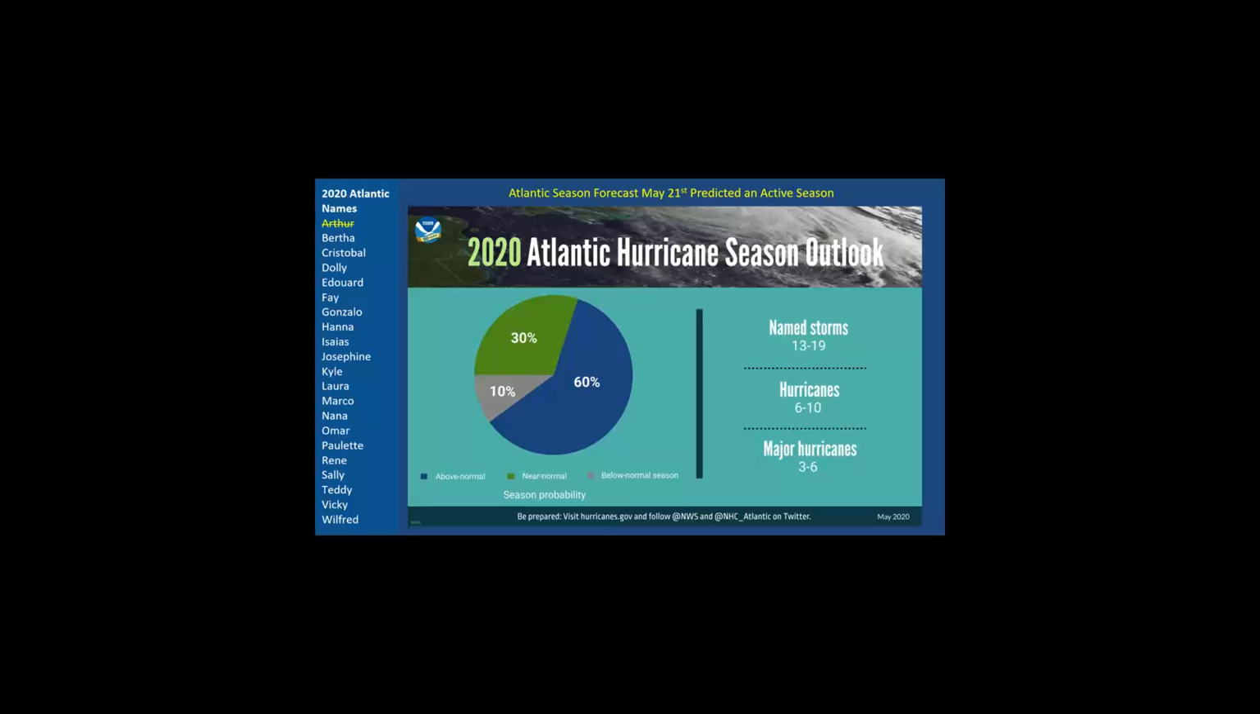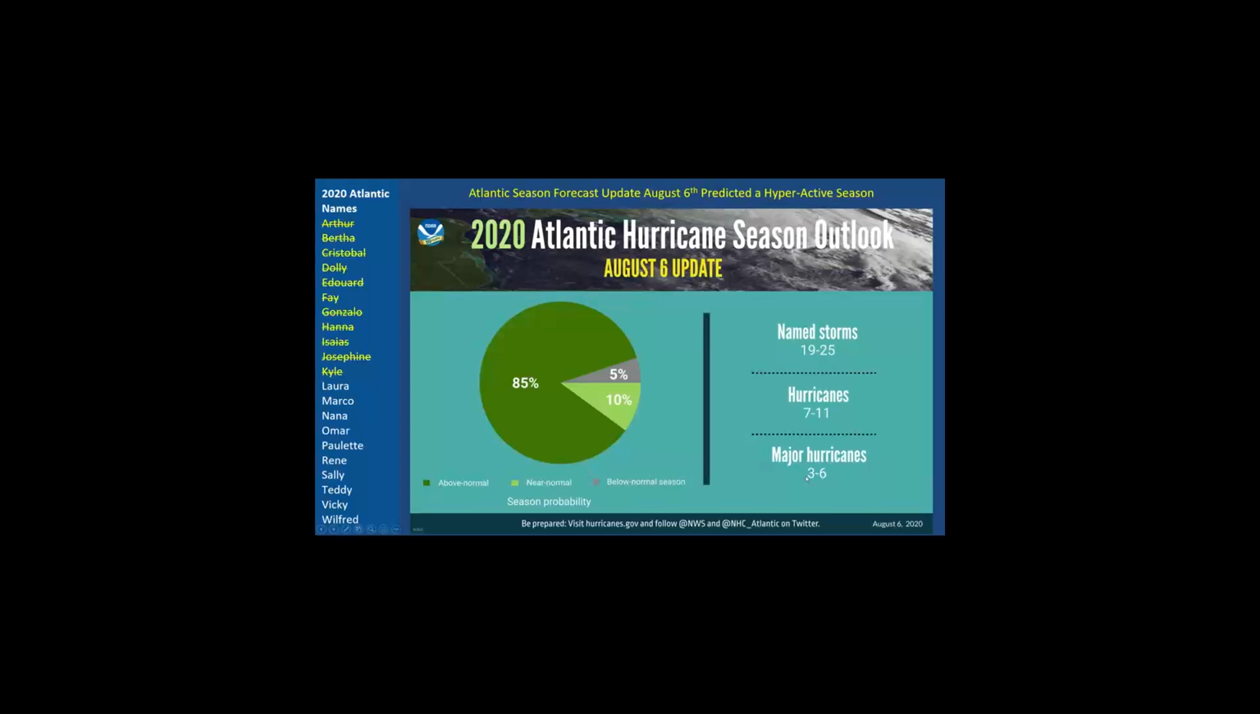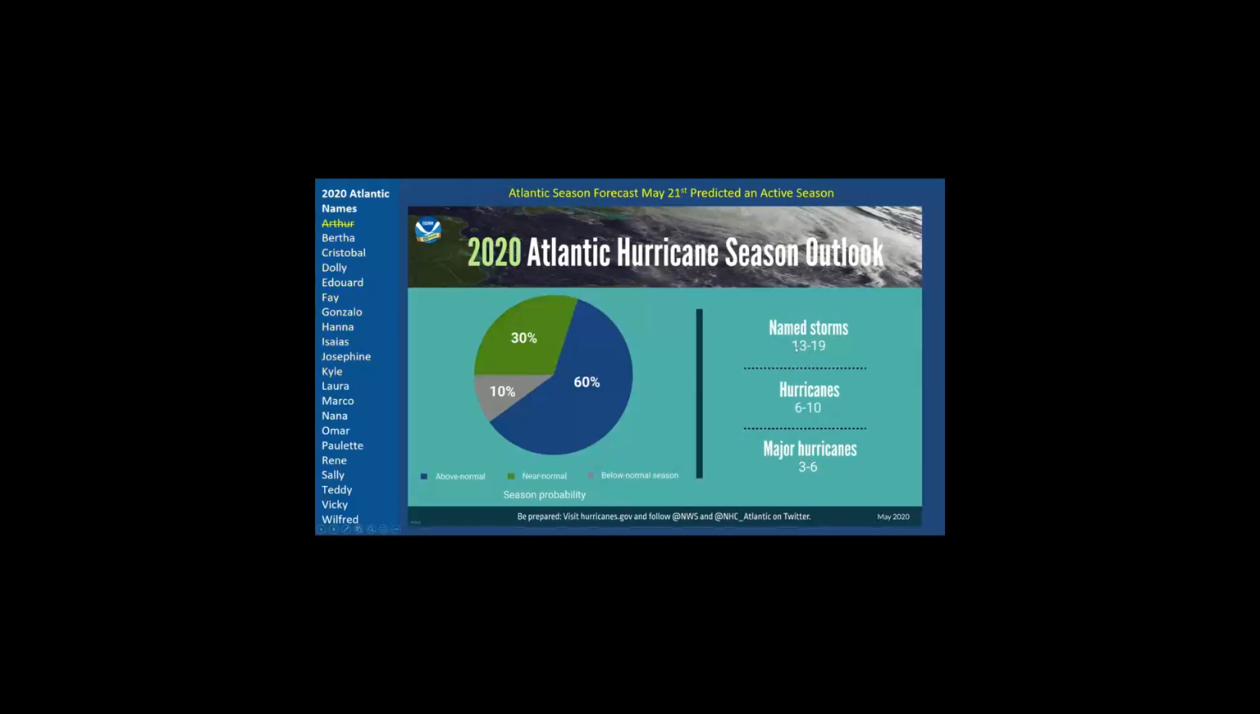Now, we're kind of leading into the 2020 hurricane season review. And so let's look back at the May forecast for this season. NOAA was predicting 13 to 19 named storms, 6 to 10 hurricanes, and 3 to 6 major hurricanes. So that is an above normal season, because the average number of named storms is 12, and the average number of hurricanes is around 6. But at that time, we had already had one storm, Arthur.